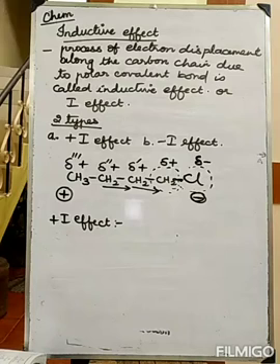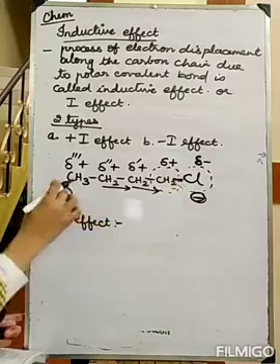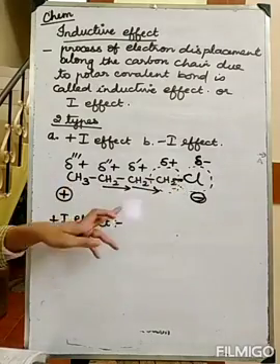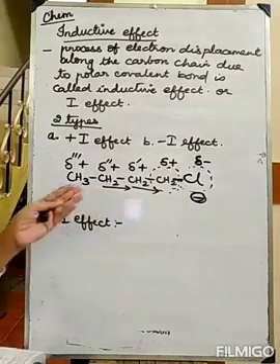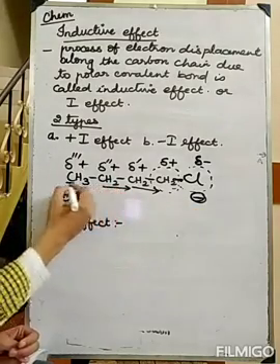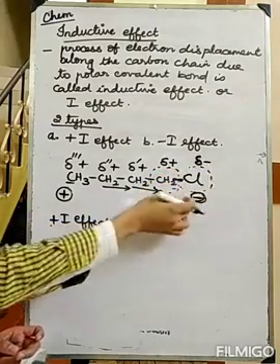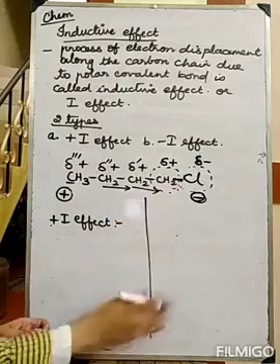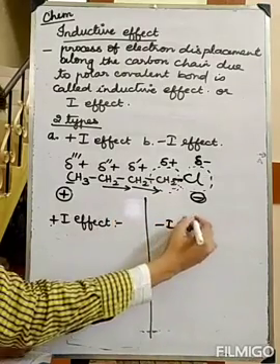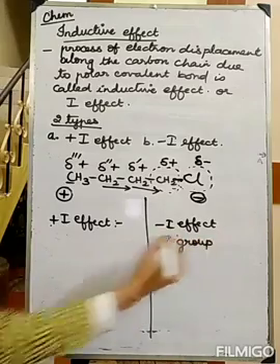Plus I effect. Now you have two types of atoms here. The chlorine atom is attracting electrons, whereas the carbon atoms, methyl group and all, are donating electrons. So the group which attracts the electrons towards itself is called a minus I group.